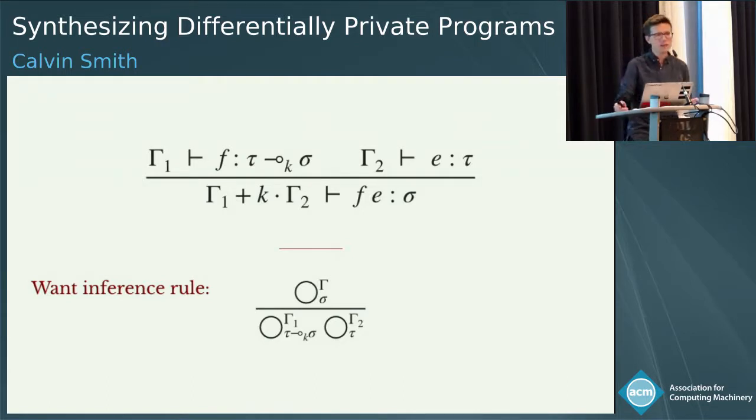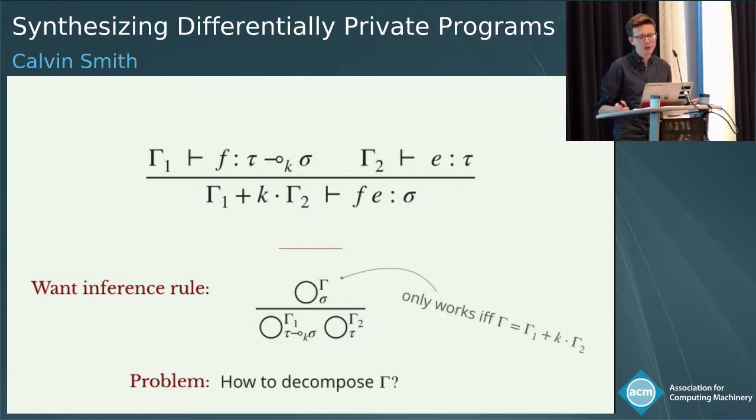The problem is this isn't quite an inversion of this typing rule because this only holds if gamma is equivalent to gamma 1 plus k times gamma 2, if we can actually do this linear decomposition of gamma into gamma 1 and gamma 2. And the problem is, in general, there's going to be infinitely many ways of actually decomposing this gamma. So when you're doing synthesis, at some point in time, you're going to have to make a choice, and we really don't want to do that.